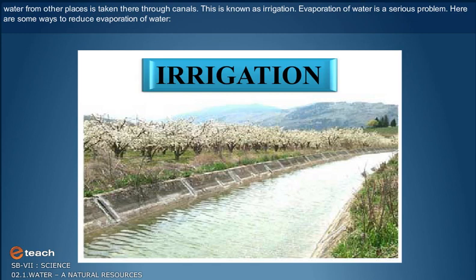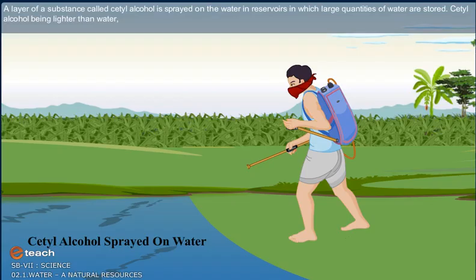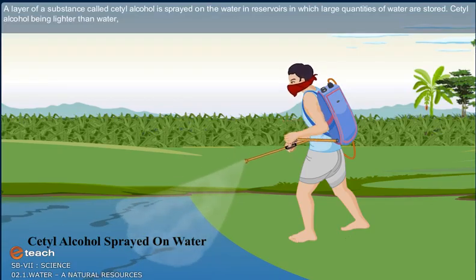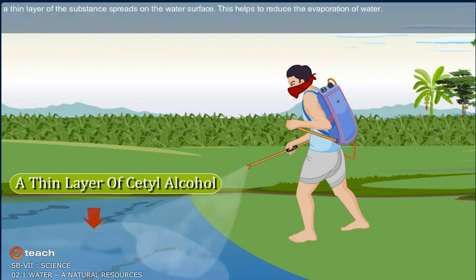Here are some ways to reduce evaporation of water. A layer of a substance called cetyl alcohol is spread on the water in reservoirs in which large quantities of water are stored. A thin layer of the substance spreads on the water surface. This helps to reduce the evaporation of water.